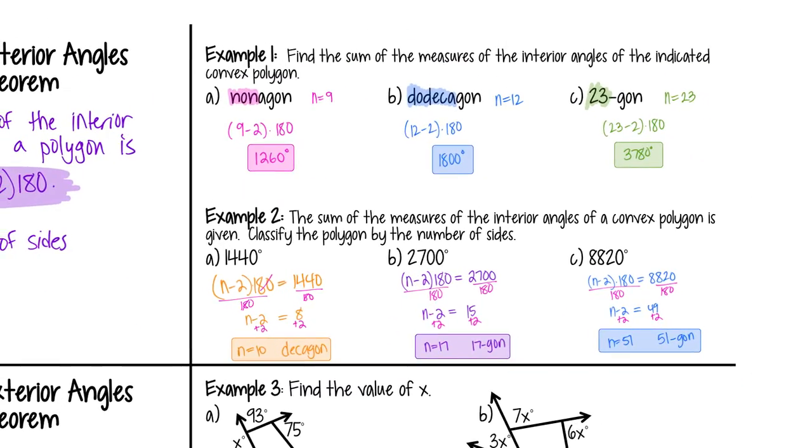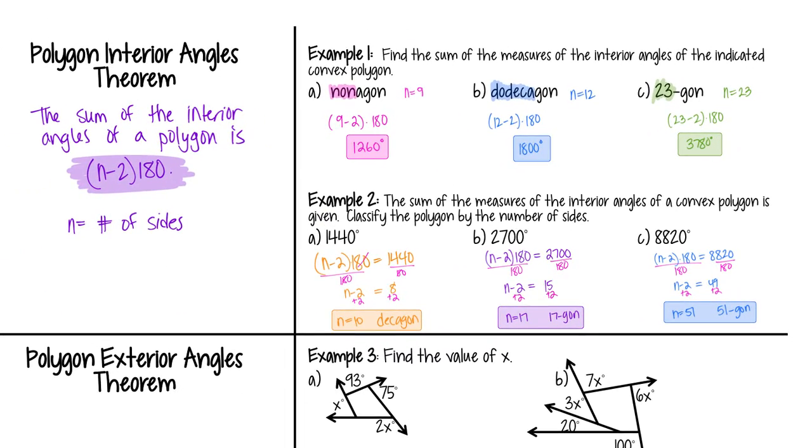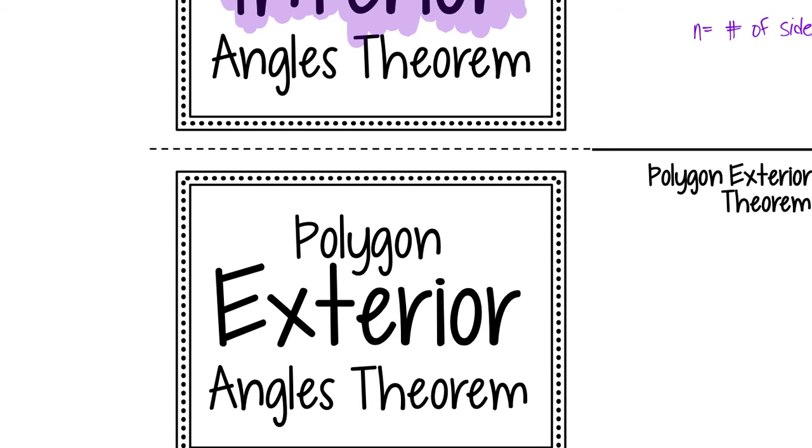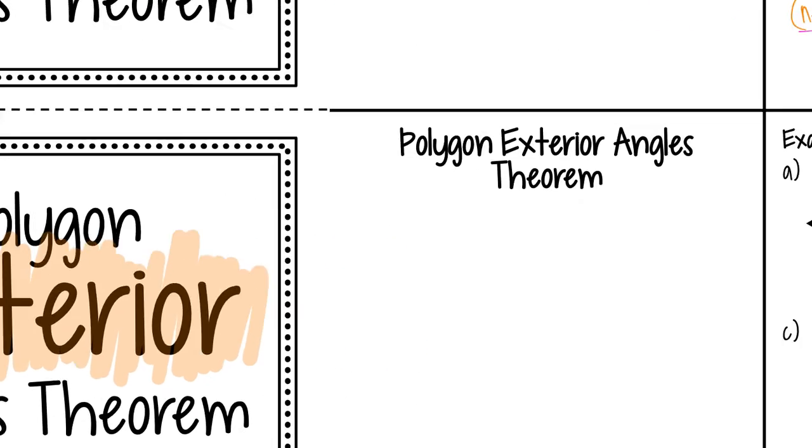Okay, so all of this was just dealing with the inside of the polygon, interior angles. So what about the angles that are on the outside? So in this case, we would call these exterior angles. So this one I think is actually simpler than before. Let's write down the theorem that goes with this.